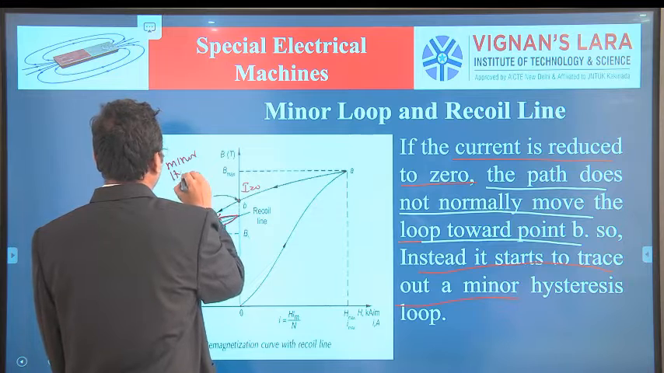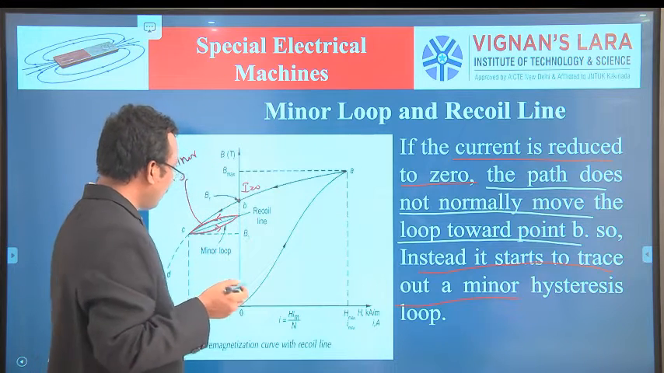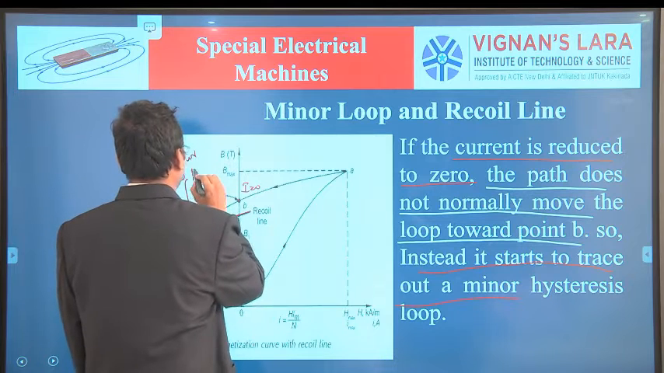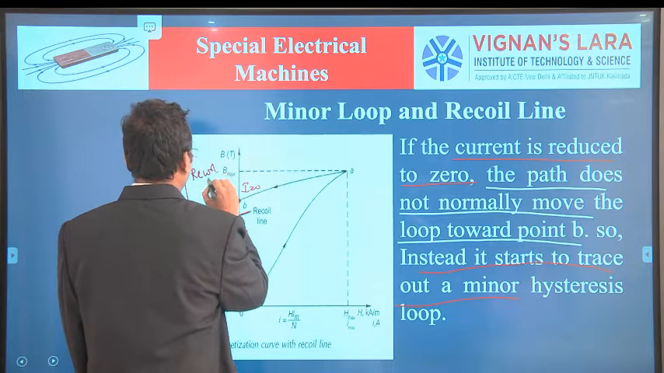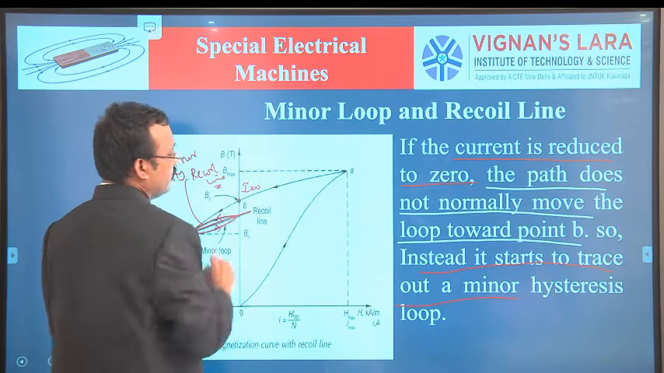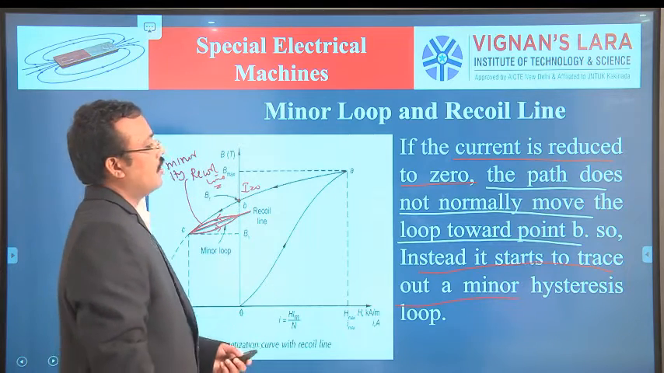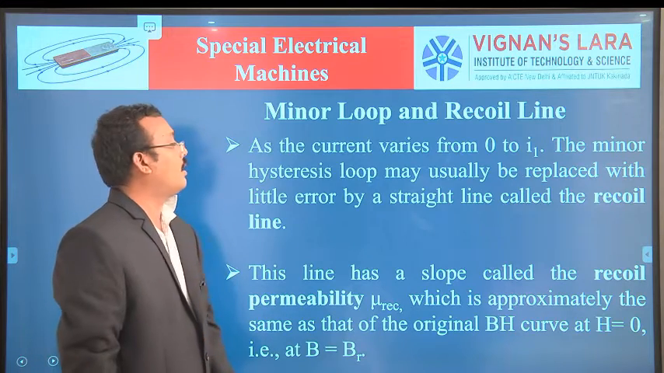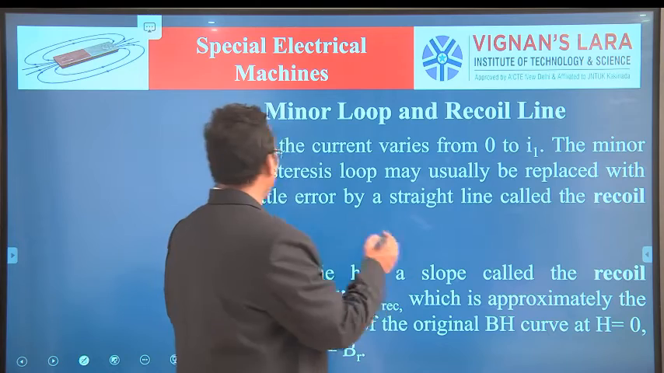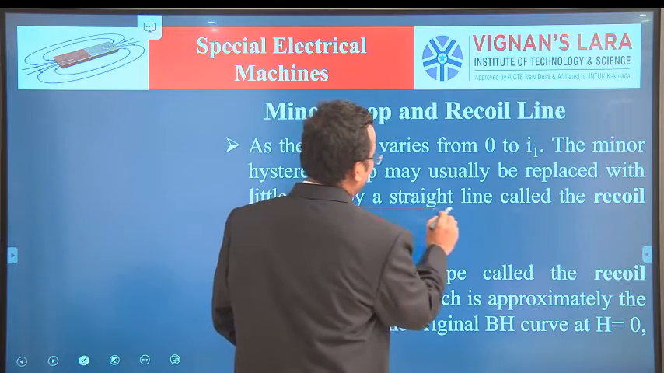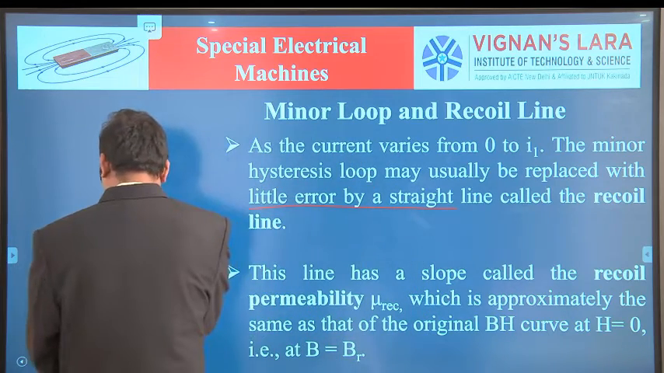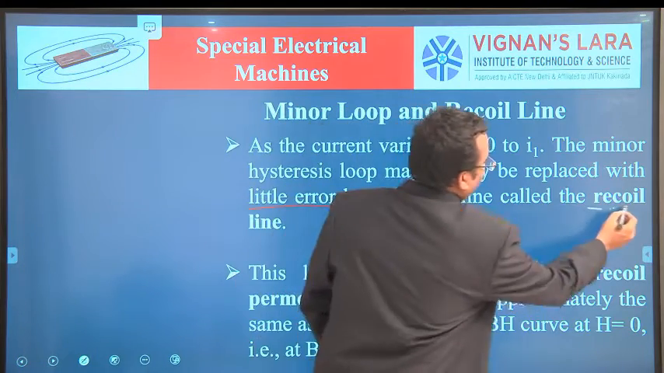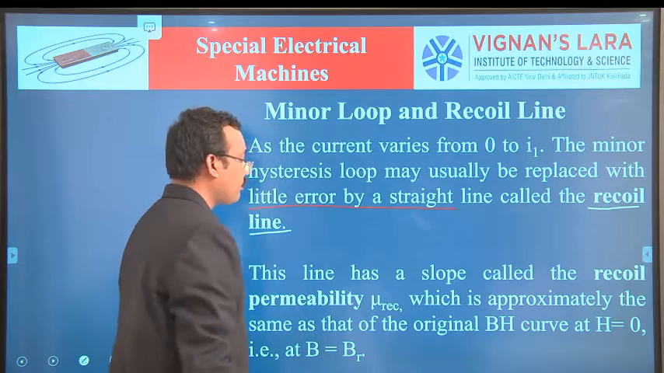Okay, so we draw this one straight line on the loop, and the line is called the recoil line. Next, as the current varies from 0 to I1, we discussed the minor hysteresis loop may usually be replaced, with a little bit of error, by that straight line. That line is called the recoil line.